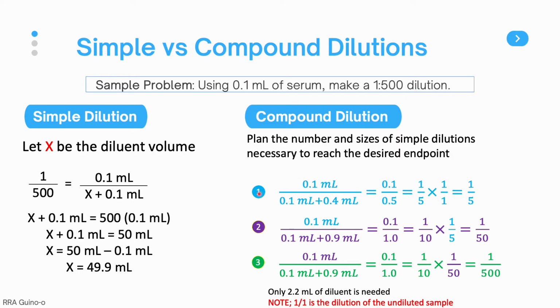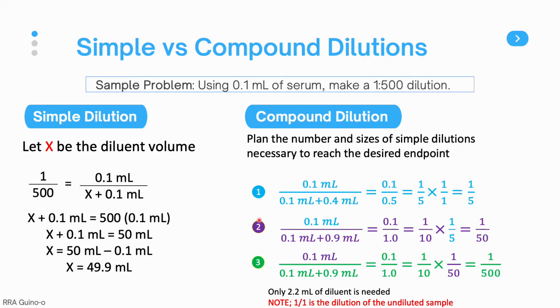So let's start with dilution number 1, or tube number 1. Here I am getting 0.1 ml from our serum or our sample and adding it to 0.4 ml. And this gives me an initial dilution of 1:5. Now don't forget that in the compound dilution, we have to multiply the initial dilution with the dilution of the sample or the previous dilution. So in this case, our sample is an undiluted sample. So we just multiply 1 over 5 by 1 over 1, or simply 1. And that gives us a final dilution for tube number 1 as 1 over 5.